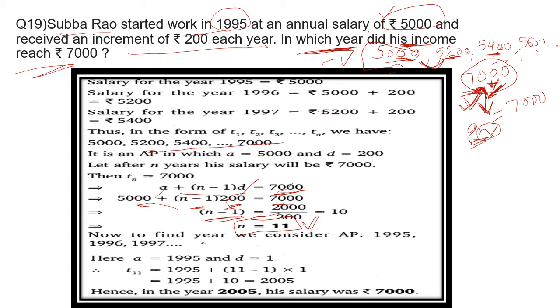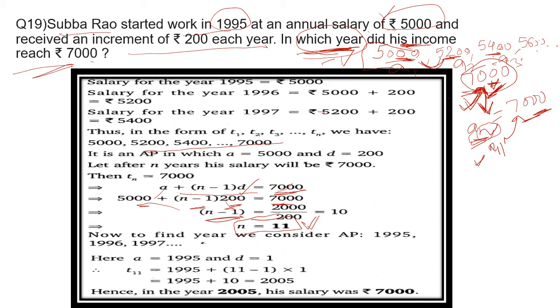That is, this is my first year, this is my second year, this is my third year, and after 11 years the salary of Subba Rao will be equal to 7,000. Now I have to find out which year it will be. I know that after 11 years the salary of Subba Rao will be 7,000, so how am I going to find out which year it will be?